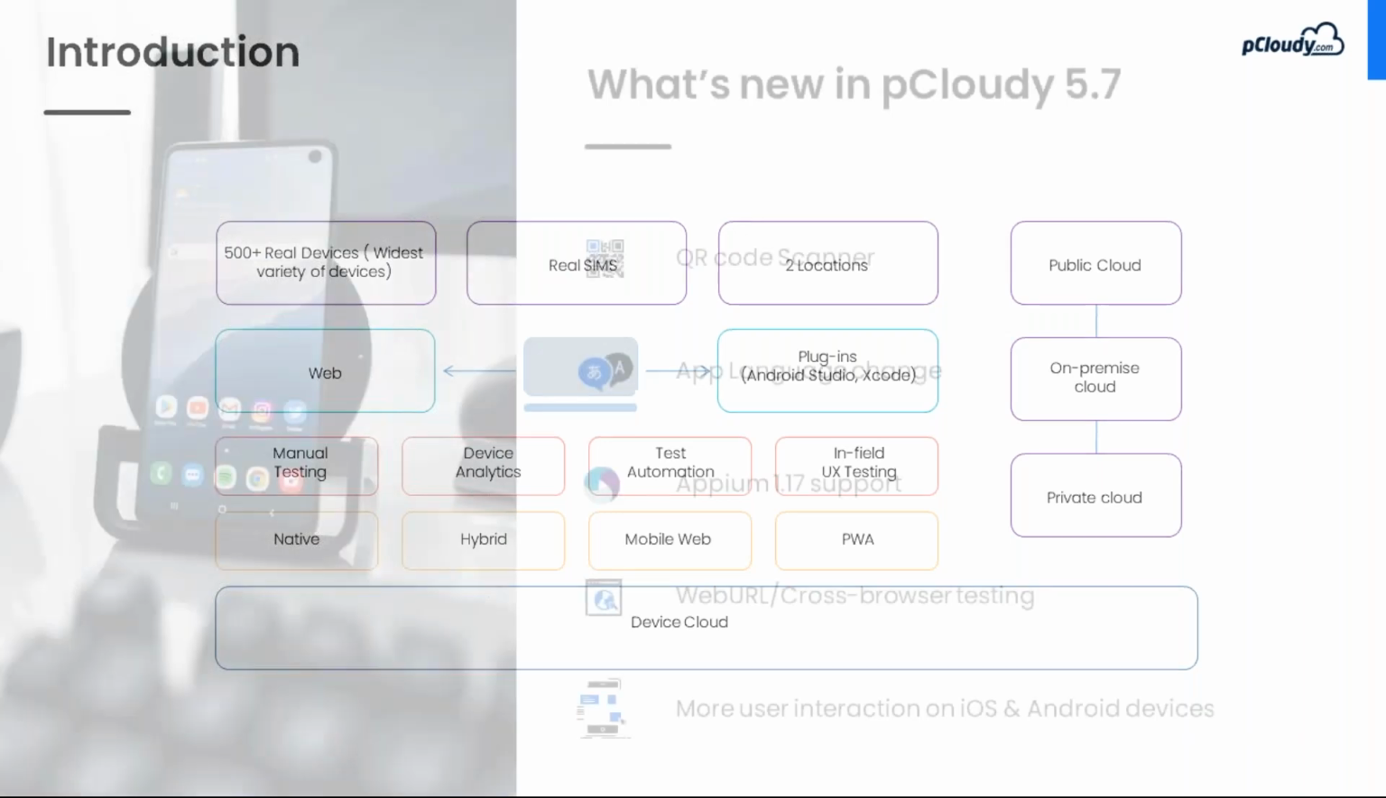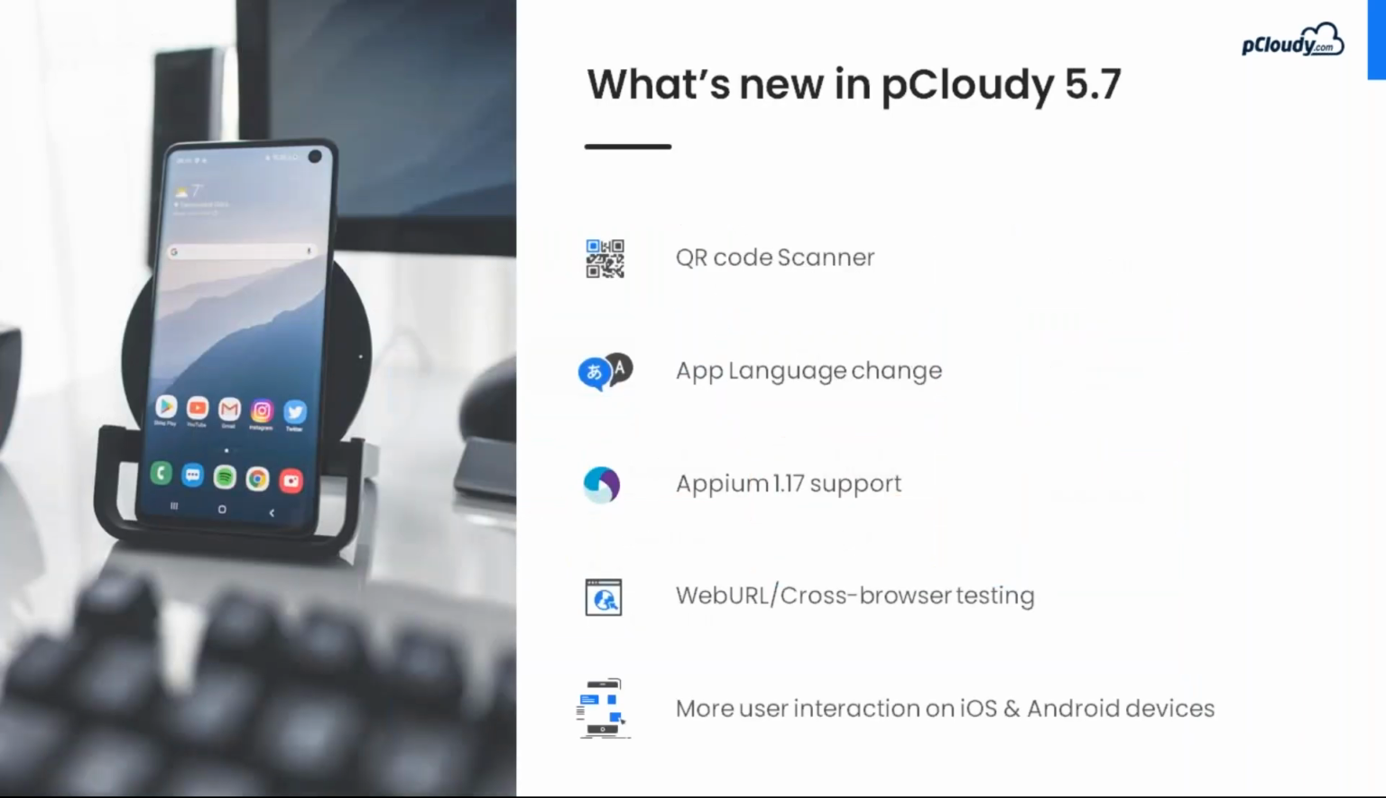Okay, now moving on to the next part, where we'll be talking about what new features we have in the cloud, in pCloudy, right? So this is a list of new features which we have released in 5.7. The first and foremost, we are talking about the QR code scanner, right?